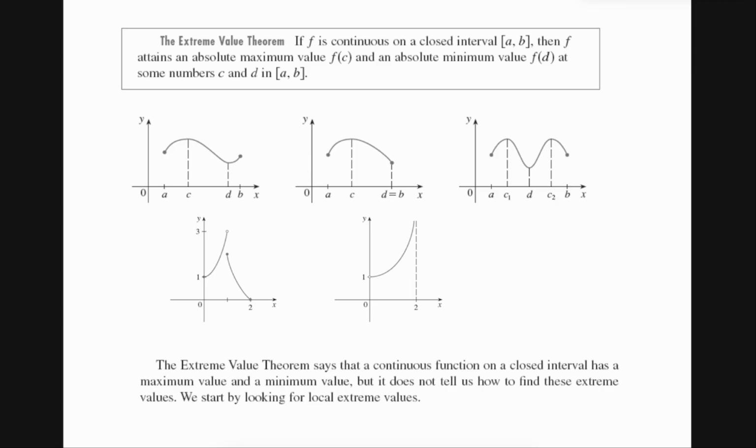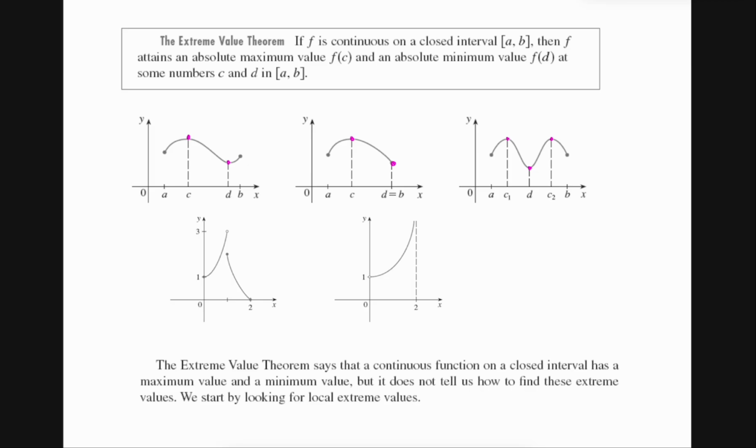So this one has a max at some c, somewhere in the middle. It has an absolute minimum somewhere in the middle. In the second graph here, the absolute max is in the middle, but the absolute min is on one of the endpoints. For our third graph, we have absolute maxes in the middle. We actually have two of them, but we have an absolute min also in the middle. So an absolute max and absolute minimum of a function that is continuous on a closed interval must occur. We have to have some maximum and some minimum somewhere along that interval.